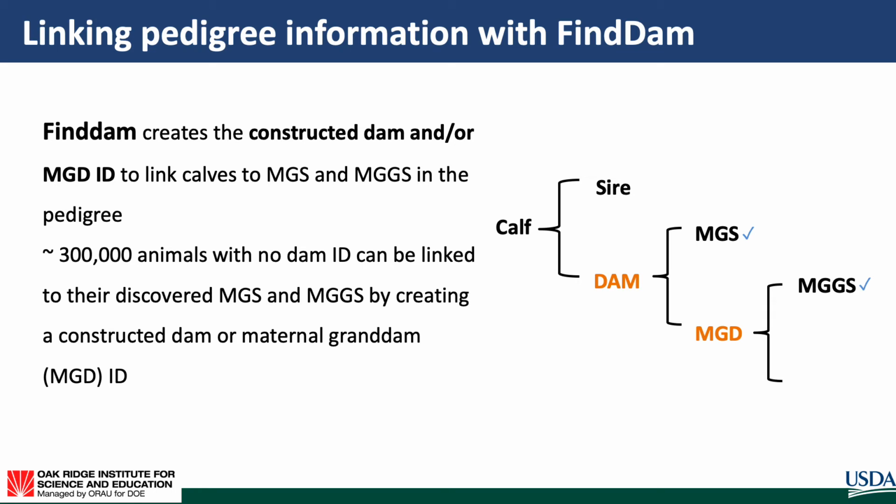So after FixPed finds the ancestors in the database, a second program called FindDam creates a virtual dam or maternal grand dam ID, which we also call constructed IDs, to link these calves to their ancestors in the database. We found more than 300,000 animals with no dam information that can now be linked to their discovered grandsires and great-grandsires by creating these constructed IDs to fill this missing information.